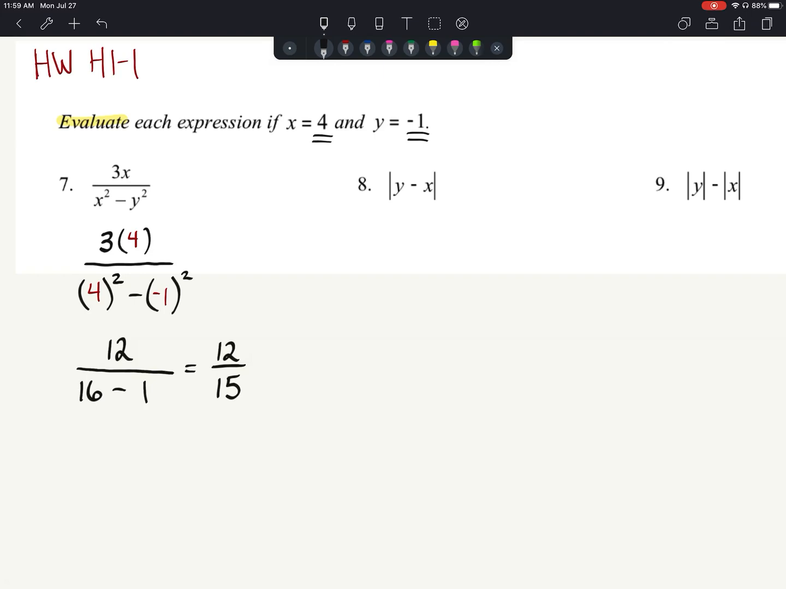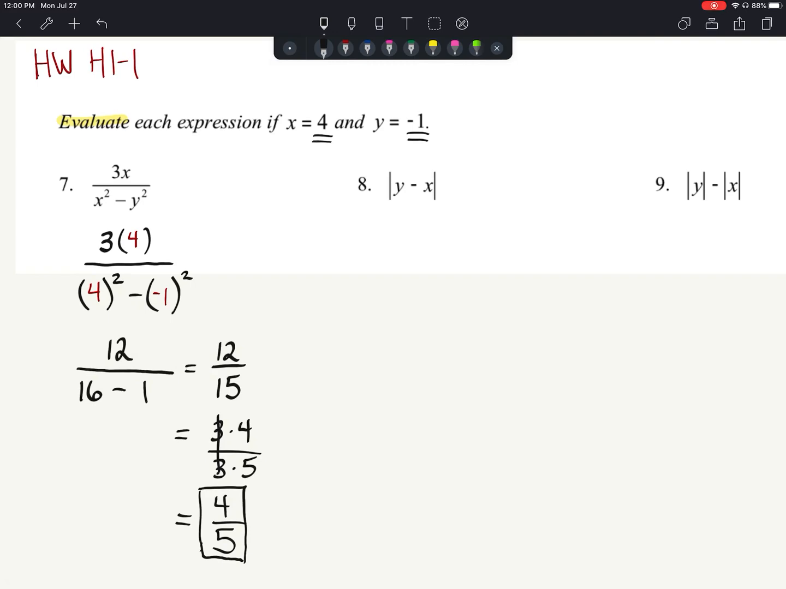And then, that is the correct answer, but since both of those numbers are divisible by 3, if we factored 12, that's like saying 3 times 4, and if we factored 15, it's like 3 times 5, and we can cancel those factors. So that simplifies to 4/5. So yes, 12/15 is correct, but we like to use the most simplified answer when we can.